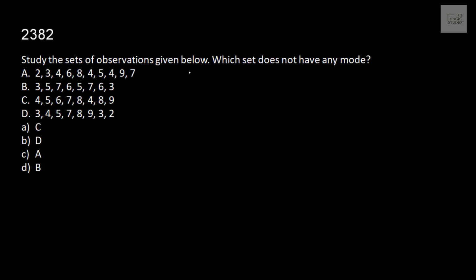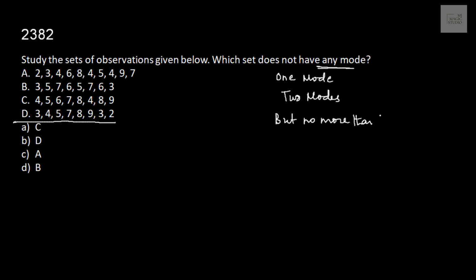Study the sets of observations given below. 4 sets are given. Which set does not have any mode? Now, for a given set of observations like this, a set may have one mode, two modes, but not more than two modes. A distribution can be unimodal, bimodal, but it cannot be multimodal. This is the first thing.